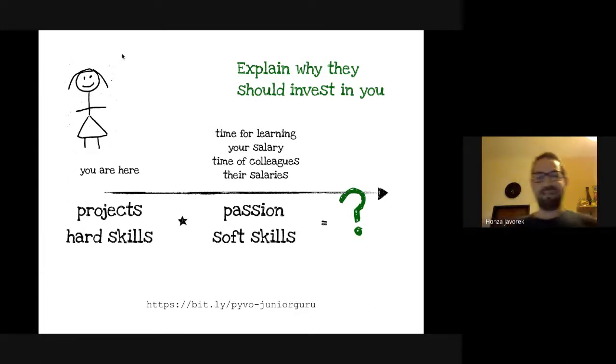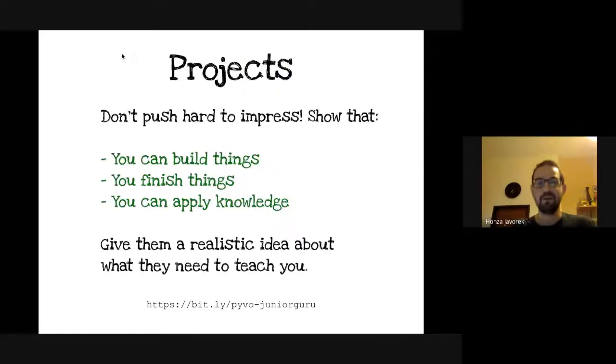So basically they want to know your passion, soft skills, anything that plays in your advantage in that regard, anything that could work as a multiplier. And they'll calculate the equation for themselves, whether it makes sense to pour time and money into your learning, so this process speeds up, and whether it makes sense for them. So two most important things: projects and that passion I mentioned.